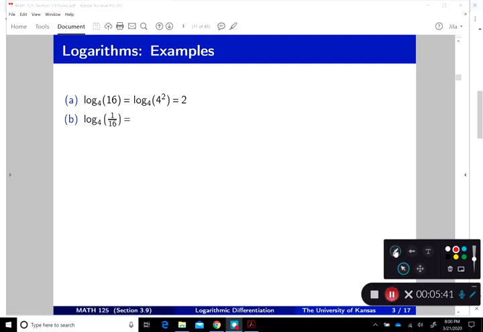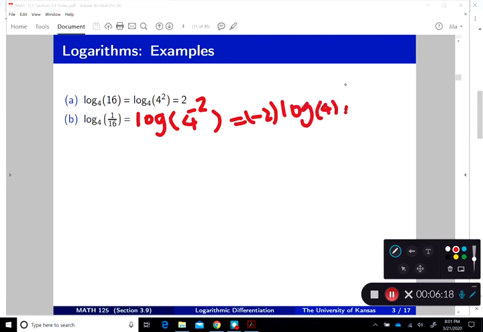Then if we're discussing log base 4 of 1 over 16, how does that work? Can I write the inside as 4 to a power? Yes, I can. 4 to the power 2 is 16, but it's 1 over 16, so it's going to be -2. So the entire answer is going to be -2 times log base 4 of 4, and that is equal to -2.